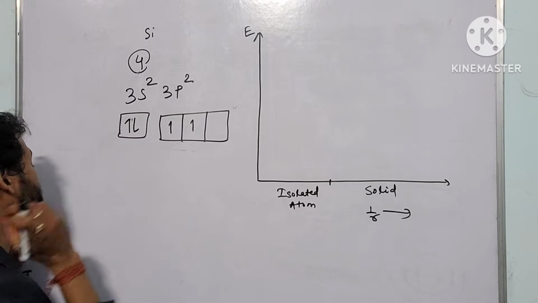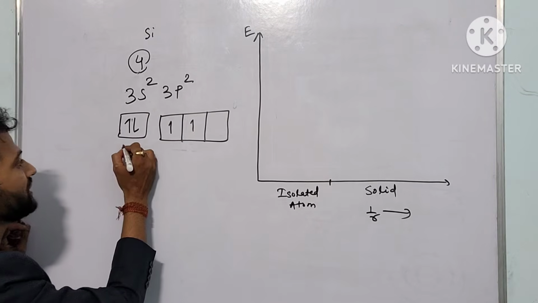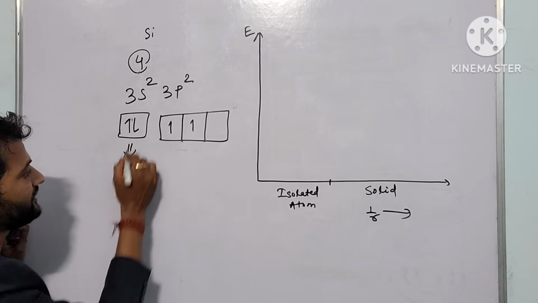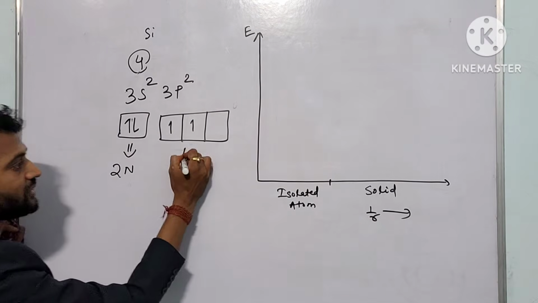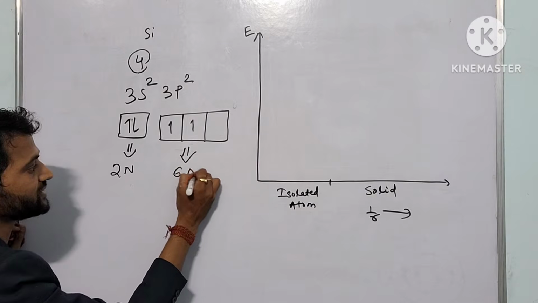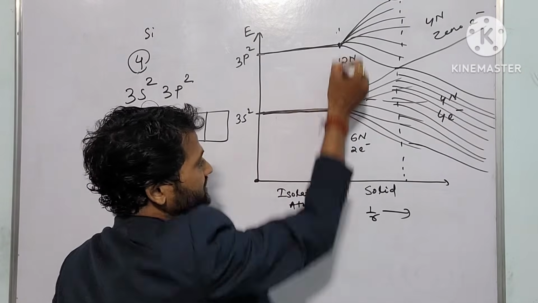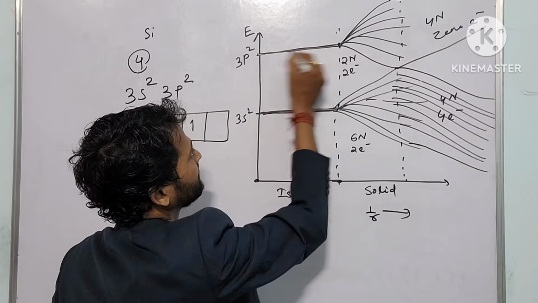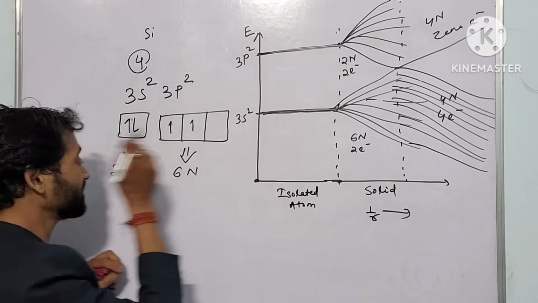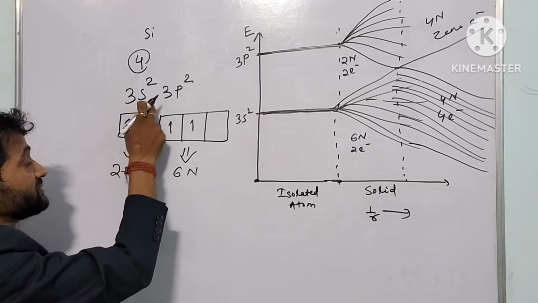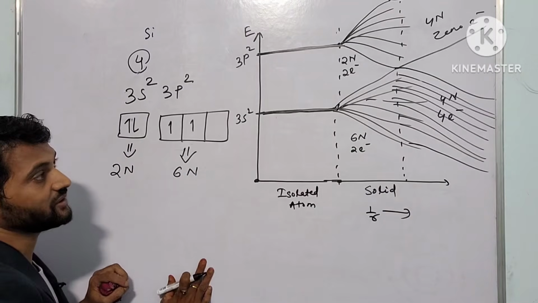ये p subshell, ये s subshell, right? But tell me one thing, how many energy states are there here? 2n states. Maximum 2 electrons can be filled. But here how many states? It will be 6n states. So ये range तक energy same होगा. 3p में जो भी इलेक्ट्रॉन है, दोनों का एनर्जी सेम होगा, और 3s में जो भी दो इलेक्ट्रॉन है, दोनों का एनर्जी सेम है.